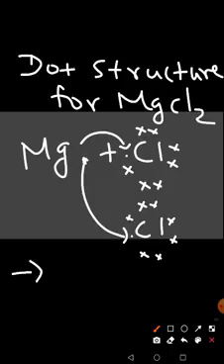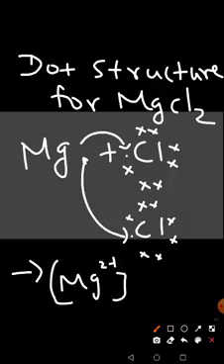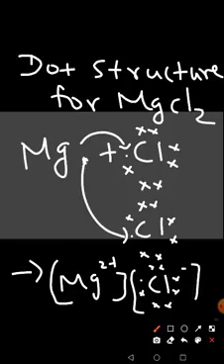and this magnesium will become positively charged by losing 2 electrons, and chlorine becomes negatively charged by accepting electrons. Fine. So for these compounds, this dot structure is very helpful.